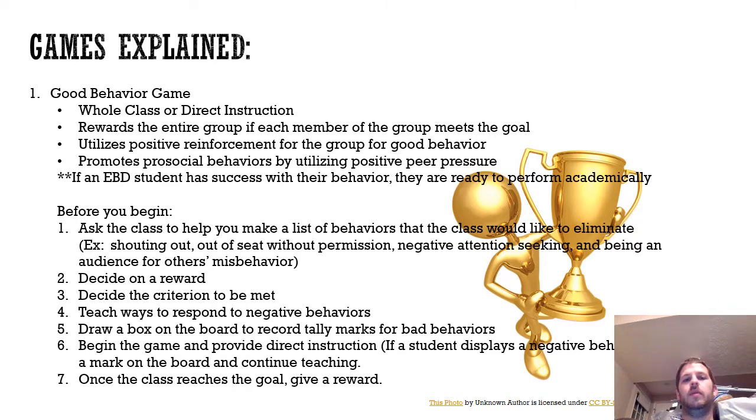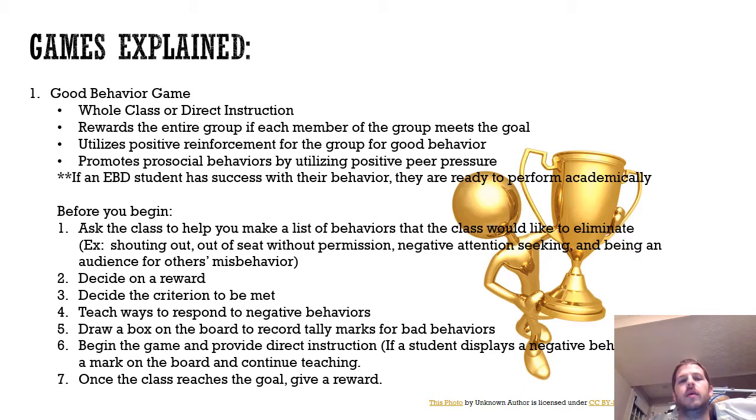In order to play the Good Behavior Game, you should know that it's meant for whole class or direct instruction. It rewards the entire group if each member of the group meets the goal. It utilizes positive reinforcement for the group for good behavior, and it promotes pro-social behaviors by utilizing positive peer pressure. If an EBD student has success with their behavior, they are ready to perform academically.